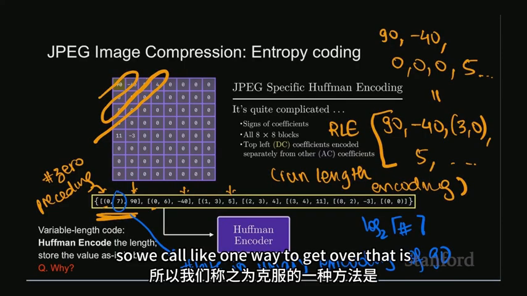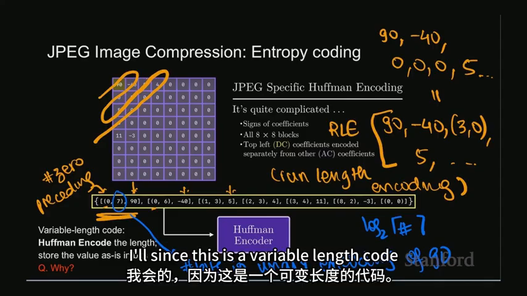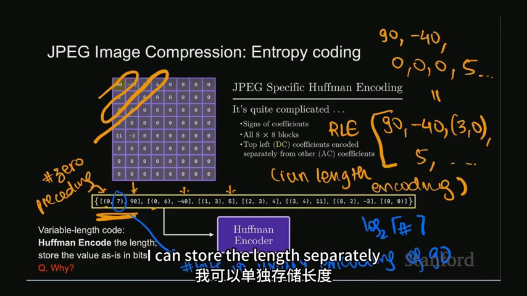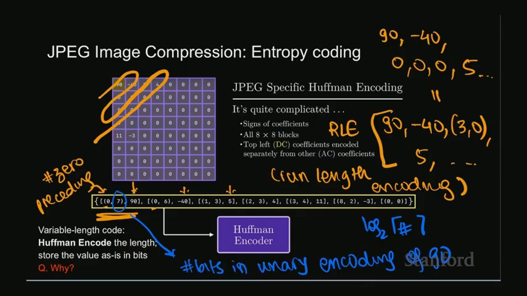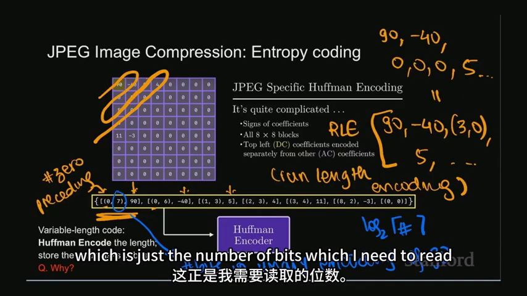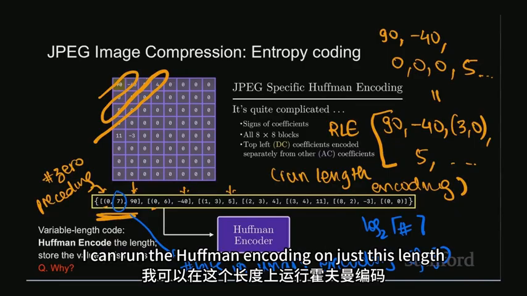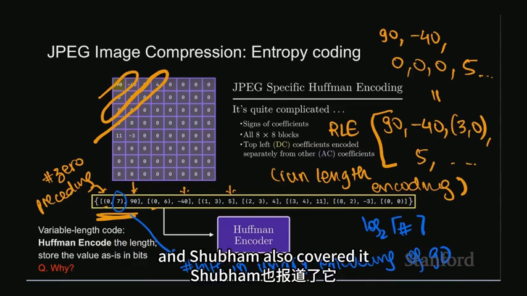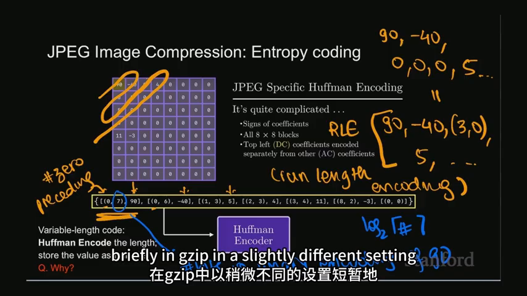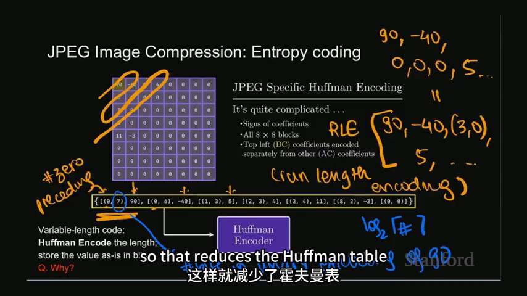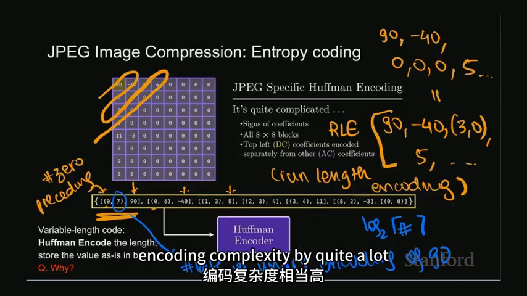So recall, one way to get over that is, since this is a variable length code, another way to do Huffman encoding on variable length code is I can store the length separately, which is just the number of bits which I need to read, for example, for 90. And then I can run the Huffman encoding on just this length. And Shubham also covered it briefly in gzip in a slightly different setting, but that's basically the idea. So that reduces the Huffman table encoding complexity by quite a lot.